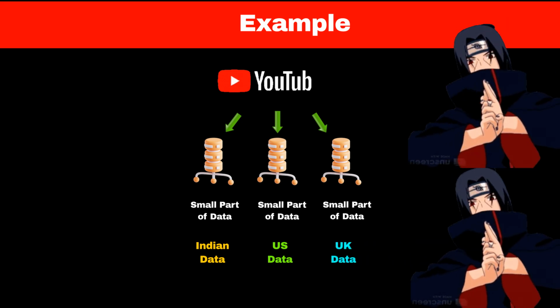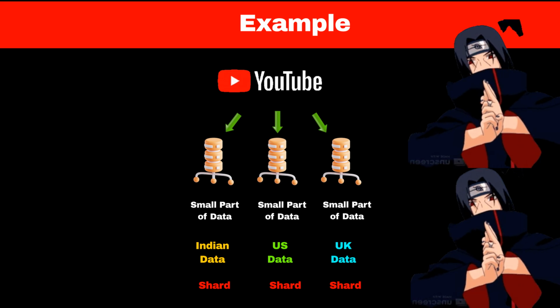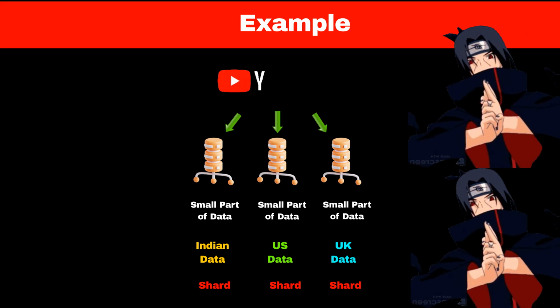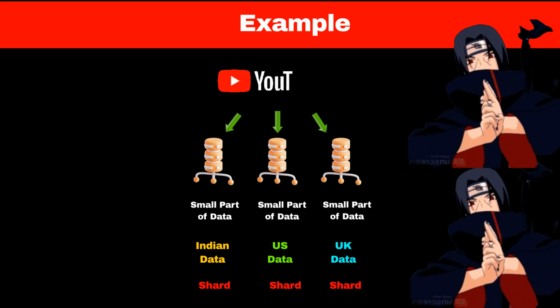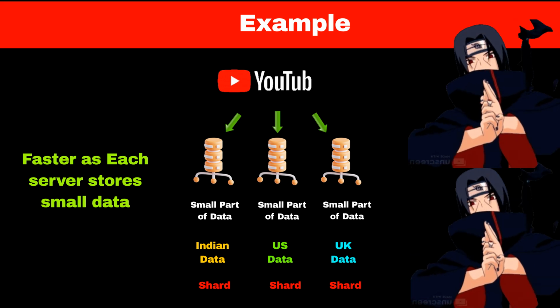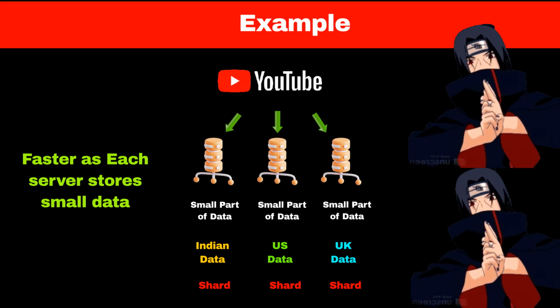These smaller parts of data are called shards, which makes the system more scalable for handling a large amount of data. Sharding also makes the system faster because each server only holds a smaller portion of data, which allows it to respond quickly.